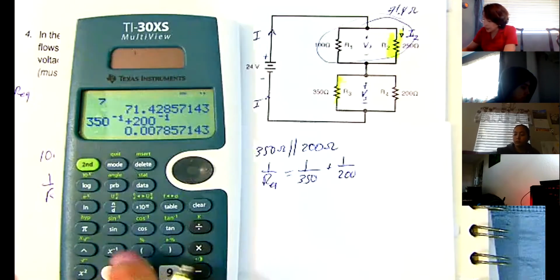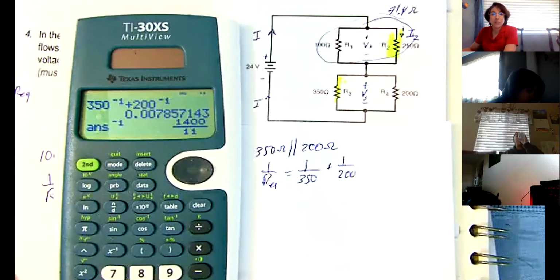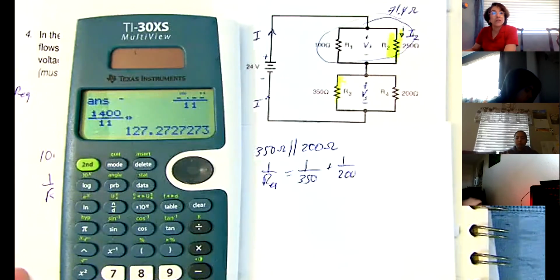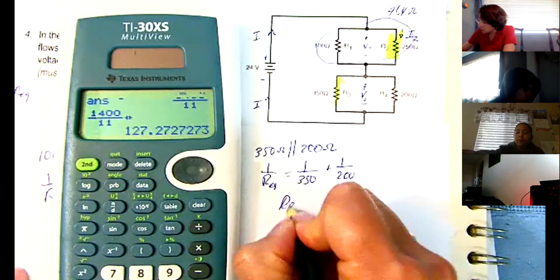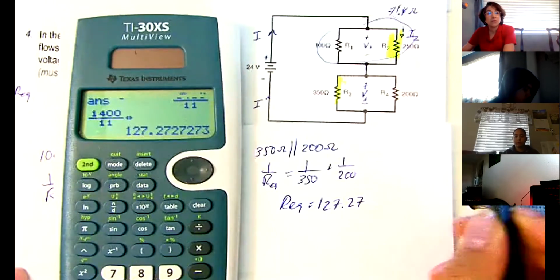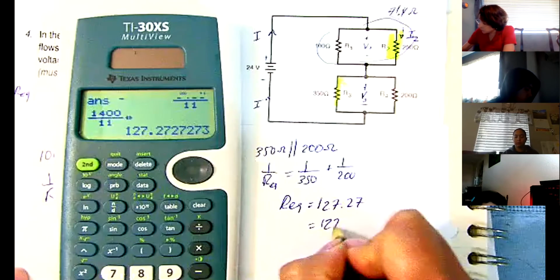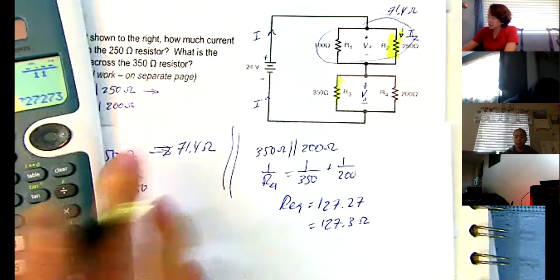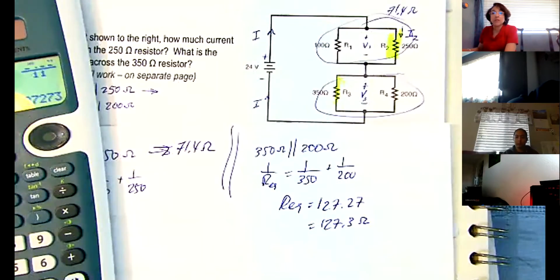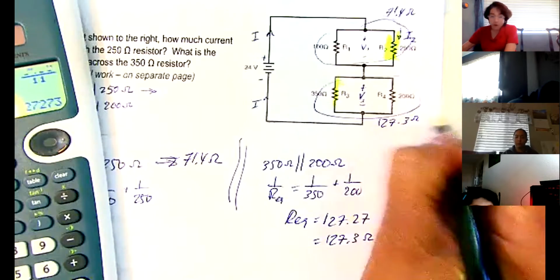So what's the inverse of that? Okay, very nice, 1400 over 11, which is 127.272727. I think I'm going to say 127.3 ohms. Okay, so these two together really look like 127.3 ohms.